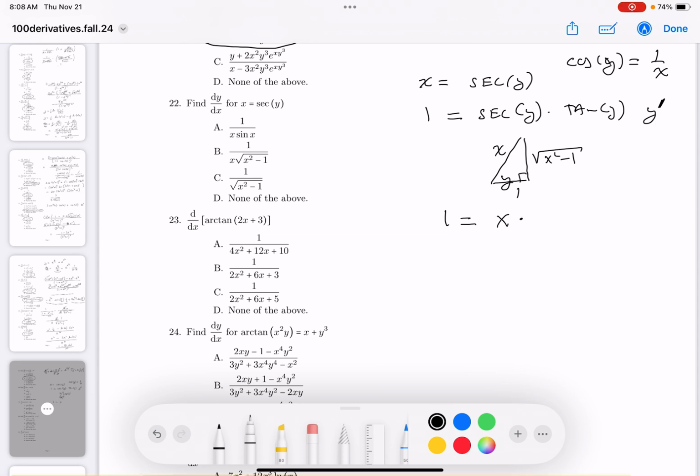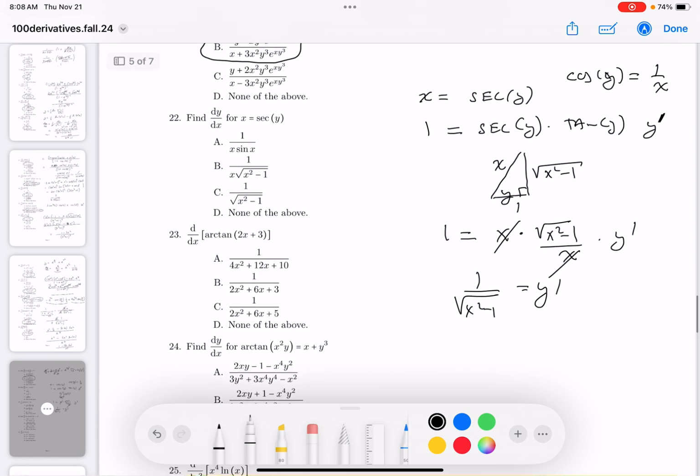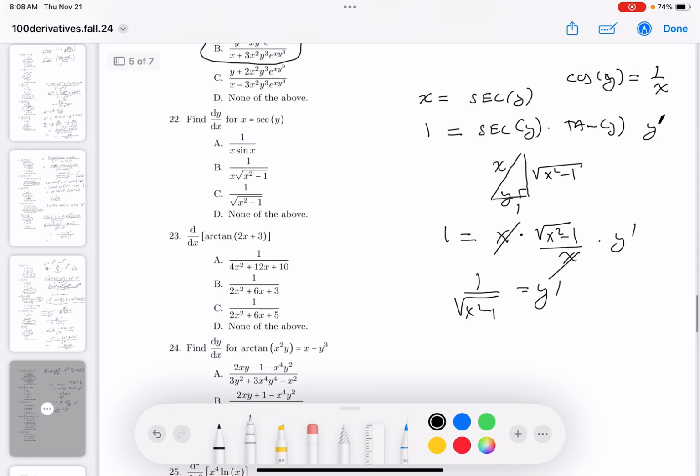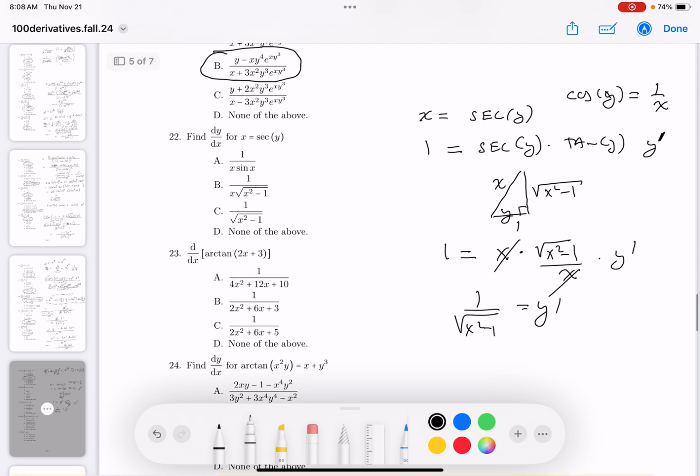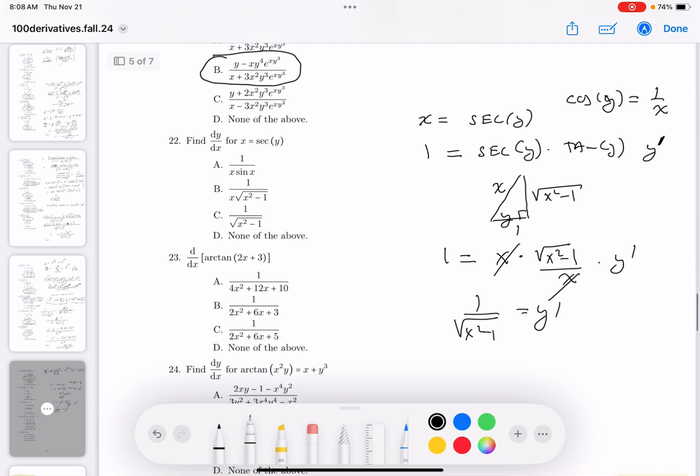But what's the tangent going to be? And it's tangent of y. It's going to be this. And then y prime. This cancels. You get 1 over the root of x squared minus 1 equals y prime. Is that answer being listed? That answer is being listed. Make sure I didn't make a mistake over here. Let me see if I made a mistake here. Let's see, secant x, I did that 1, secant y tan y, y prime. I think I did okay there.